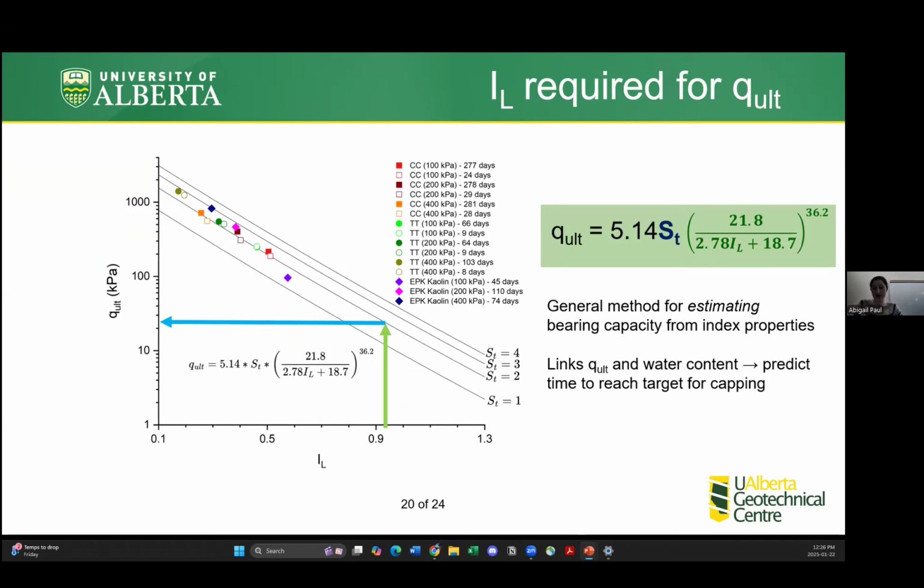This is a general chart that relates the liquidity index, sensitivity, and bearing capacity. These parallel lines are different sensitivity ratios. The use case for a chart like this is that you can estimate the bearing capacity from these index properties, and again, the keyword here being estimate. This also links water content and bearing capacity. So potentially you could use this with something like a consolidation model to estimate the amount of time you needed to reach a target water content, liquidity index, and by extension bearing capacity.